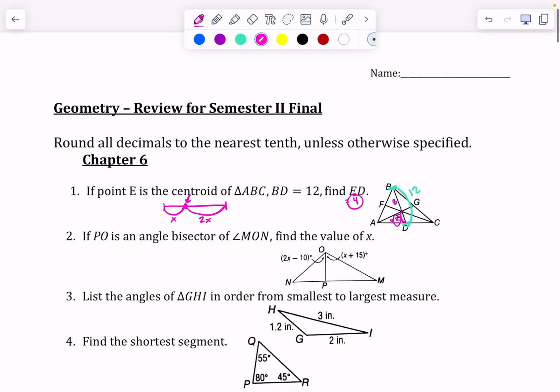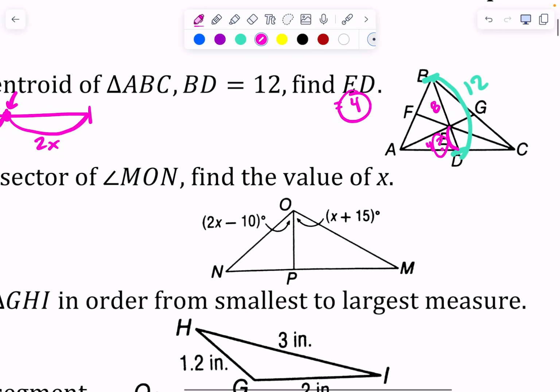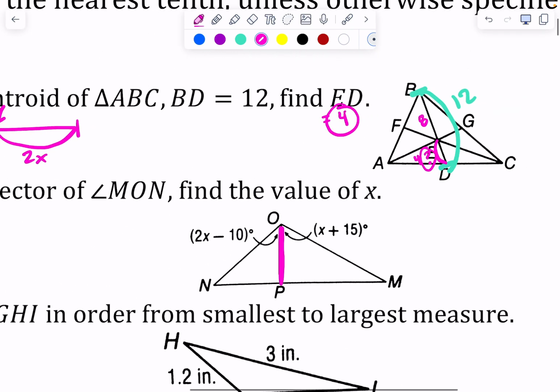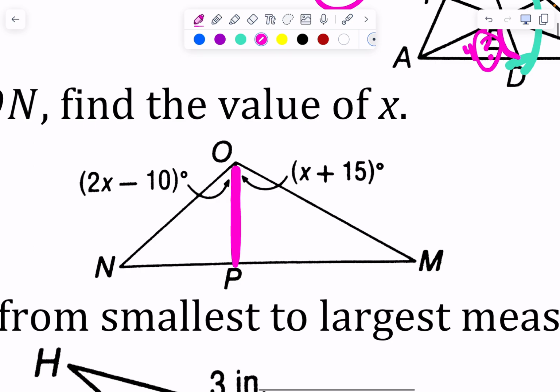Okay. Next, PO, which is this guy right here. He is an angle bisector of MON. What's it mean to be an angle bisector? It cuts it in the middle, which means that this guy and this guy are twins. I like that word. They're twinsies. They are equal to each other.